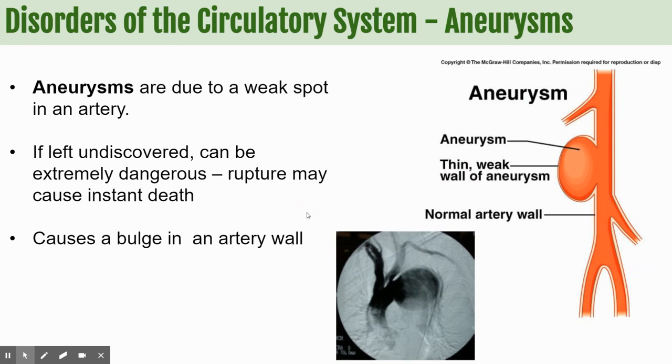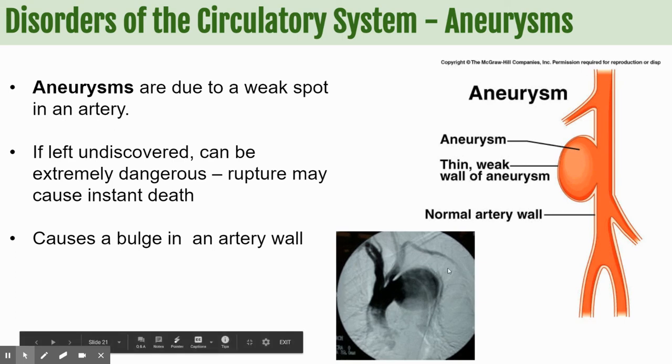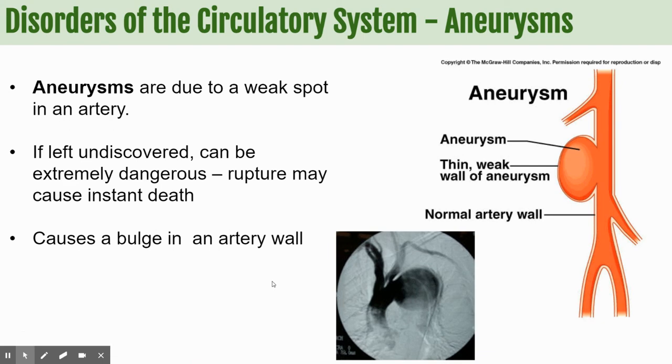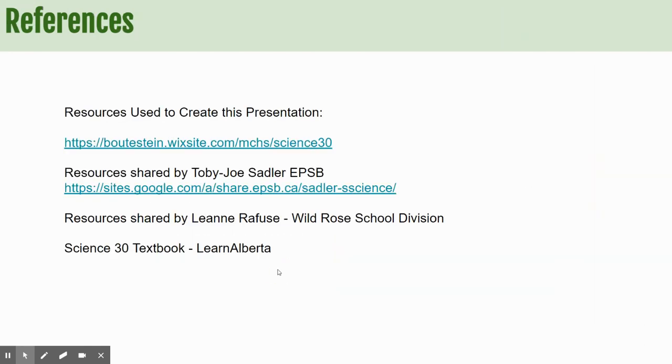And then aneurysms. This is when you get a weak spot in your artery, and they can be quite dangerous and can rupture and cause death if you have those. So it's like a bulge in the artery wall. There's a good visual of that there. So just a few of the disorders and diseases of the circulatory system there. We do have another lesson on that near the end, so I'll leave that there for now.